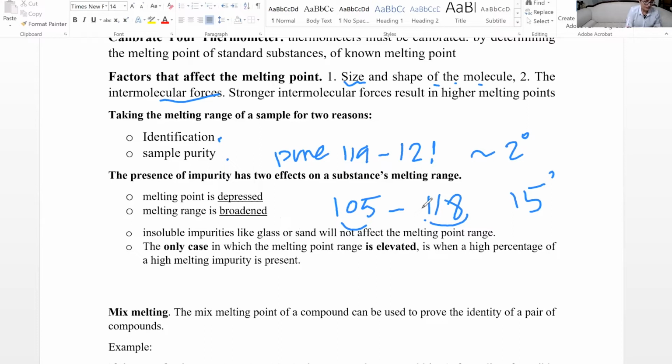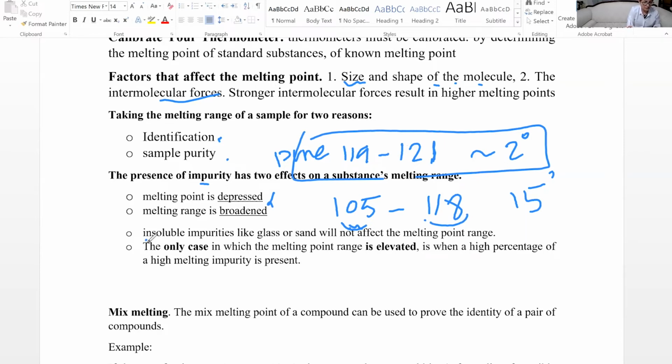If impurities are present in the compound, how is it going to affect the melting point? Impurities, first of all, would lower the melting point. For a pure compound, let's say we have a compound that melts at an average of 120, if it's impure, it will start melting at a lower temperature. So the melting point is depressed, and the range is also going to be broad.